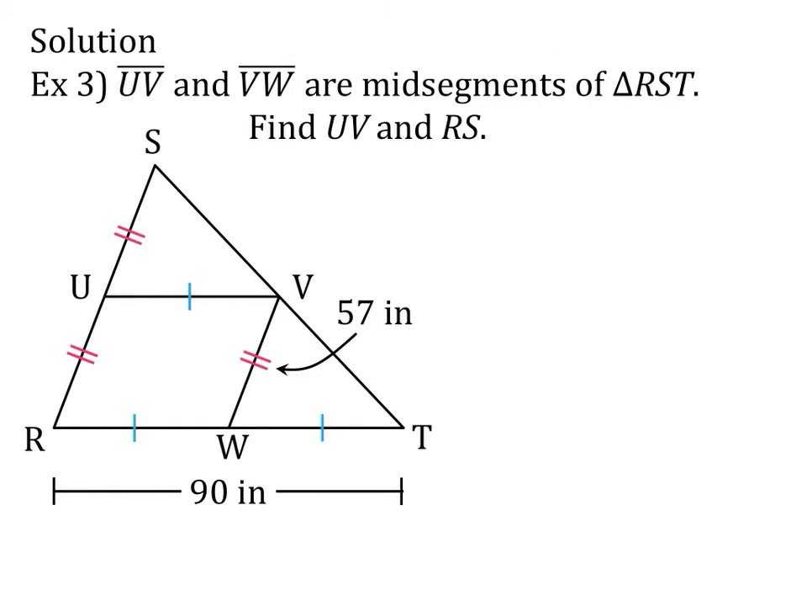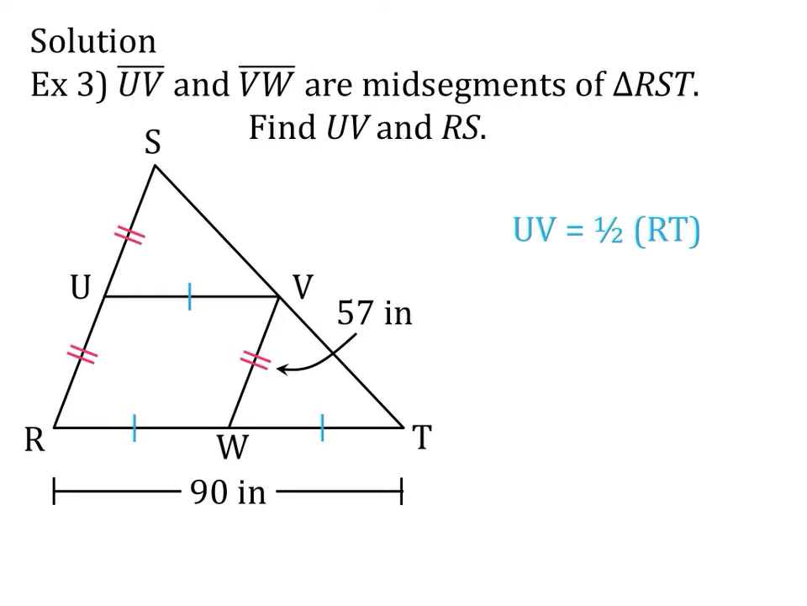So first step is to sketch the picture with the important pieces. So we want to know that segments UV and VW are midsegments, and we want to find the length of UV and the length of RS.